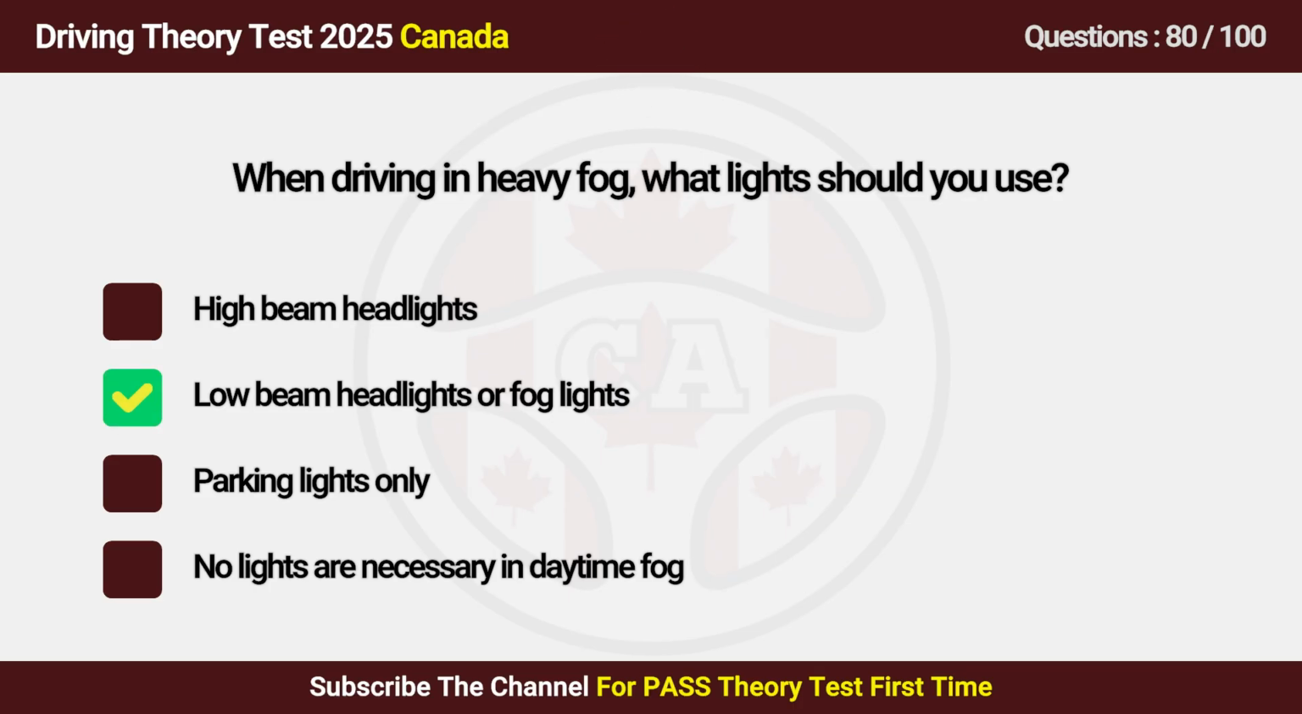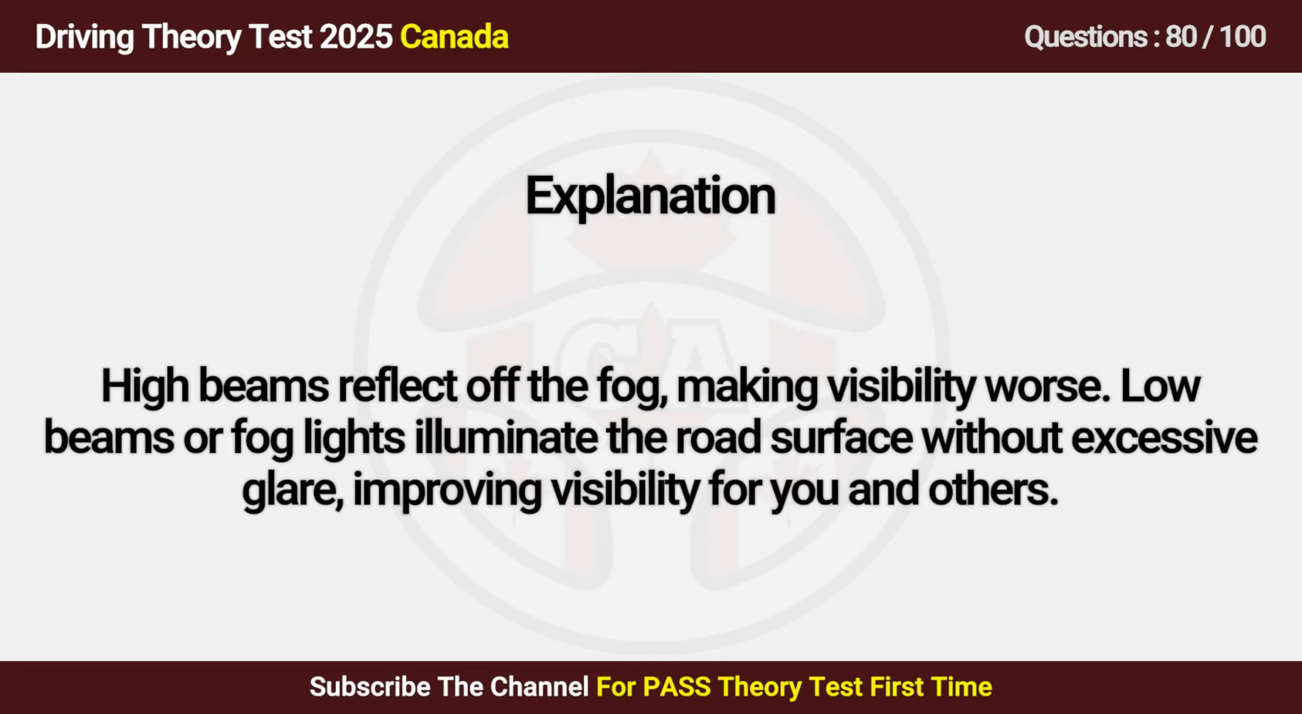Answers is B. Low beam headlights or fog lights. High beams reflect off the fog, making visibility worse. Low beams or fog lights illuminate the road surface without excessive glare, improving visibility for you and others.